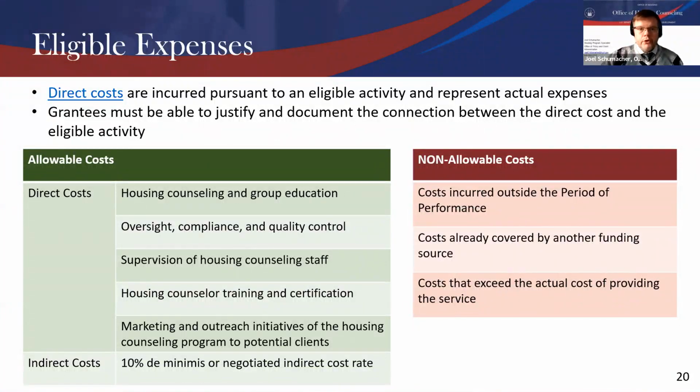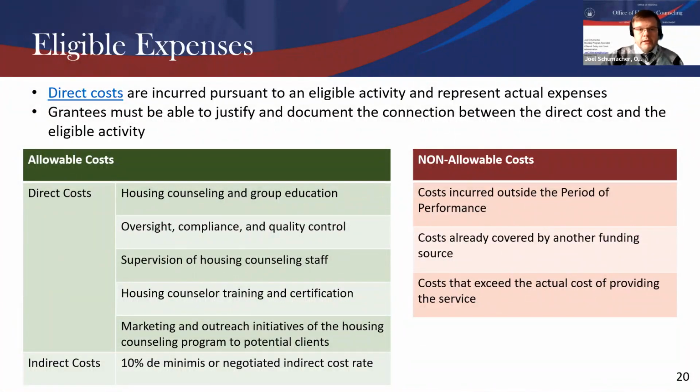Note that the costs need to tie directly to an eligible activity. So we have them listed here. So a cost needs to be incurred either in pursuit of housing counseling group education, oversight, compliance, and quality control of your program, supervision of your housing counseling staff, training and certification, and marketing and outreach so that the people in your community know of the housing counseling program.